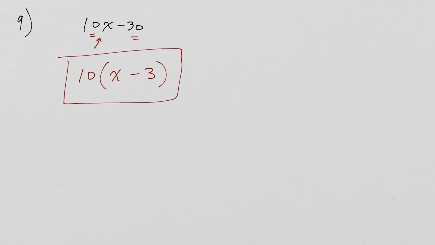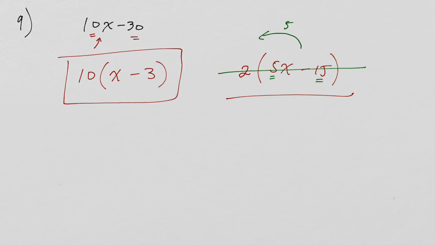Some types of common mistakes would be something like this. Somebody might think, okay, those are both even, so I'll take out a 2. And that leaves 5x, because 2 times 5 is 10, minus 15, because 2 times 15 is 30. And while this has been partially factored, it cannot be our final answer, because 5 can go into both 5 and 15, and so we should have taken another 5 out. So this has not been completely factored. You need to have your answer completely factored so that nothing can come out of both of those items.